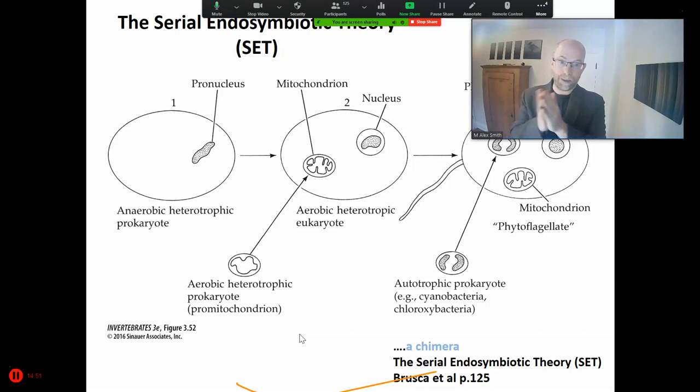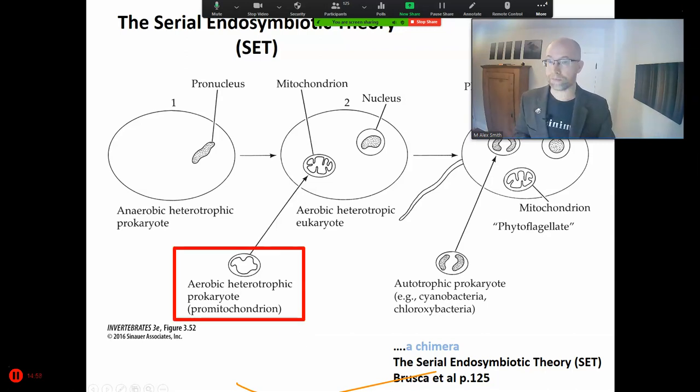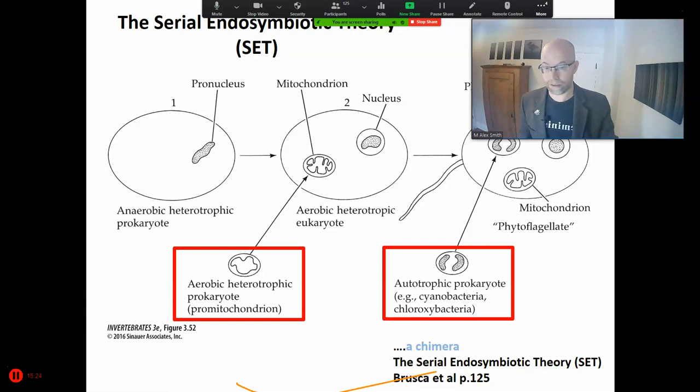So the serial aspect suggests that it's happened a couple of times, that the mitochondria was absorbed first, so there was a proto-mitochondria from some aerobic heterotrophic prokaryote that was absorbed, and then we end up with the mitochondria consumed and contained within a larger cellular body. And then for plants and for algae, there was a secondary endosymbiotic event where there was an autotrophic prokaryote, cyanobacteria, something like that, that was absorbed, and that through time becomes the plastid.